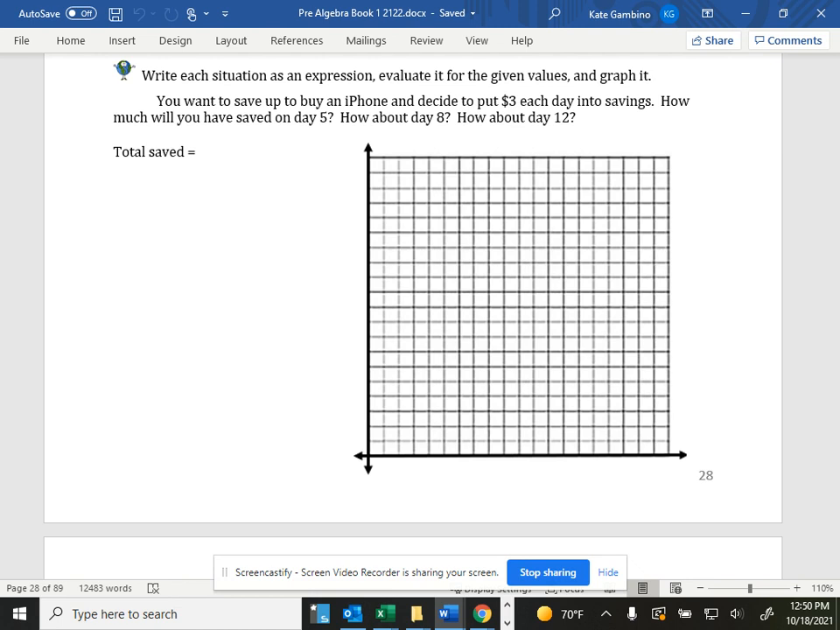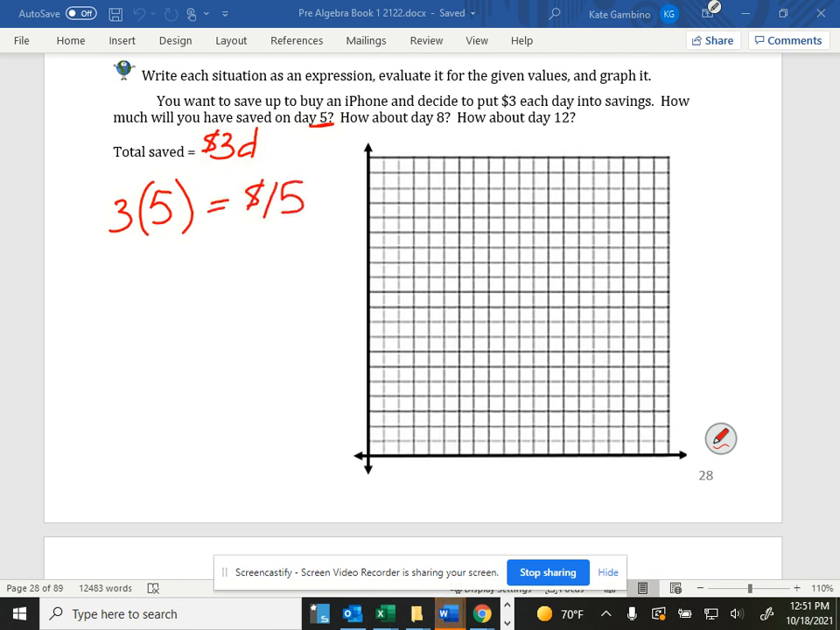So if we're saving $3 every day, you're saving $3 a day. So that's $3 times how many days? So if we want $3 and we want to do day 5, that would be 3 times 5. So how much money do we save in 5 days?